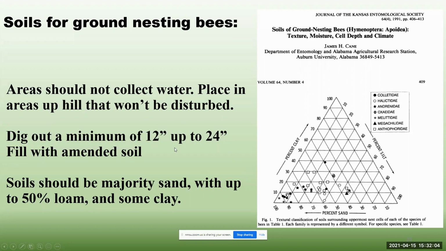And then you want to fill that hole that you've just created with the amended soil, pack it down, and bees will start nesting there. It's also a good idea to scatter pebbles across this so that bees can see those pebbles and orient themselves as they're coming into land at their nest. Oh, sorry, I should have said that first. Soil should be a majority of sand with up to 50% loam and some clay.